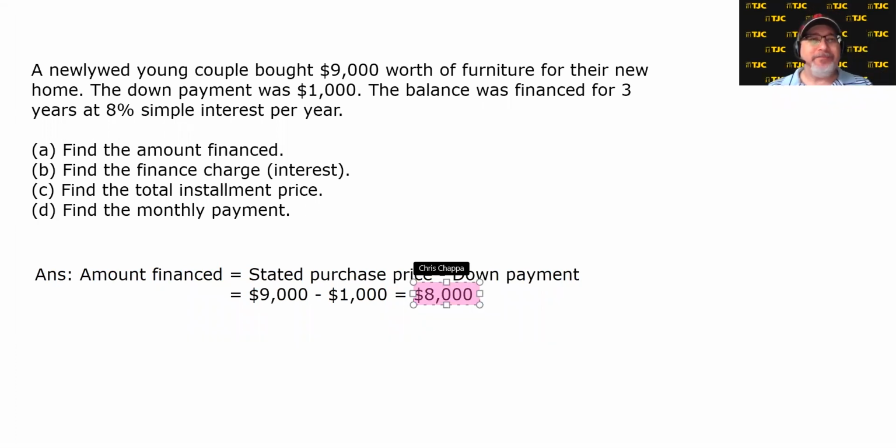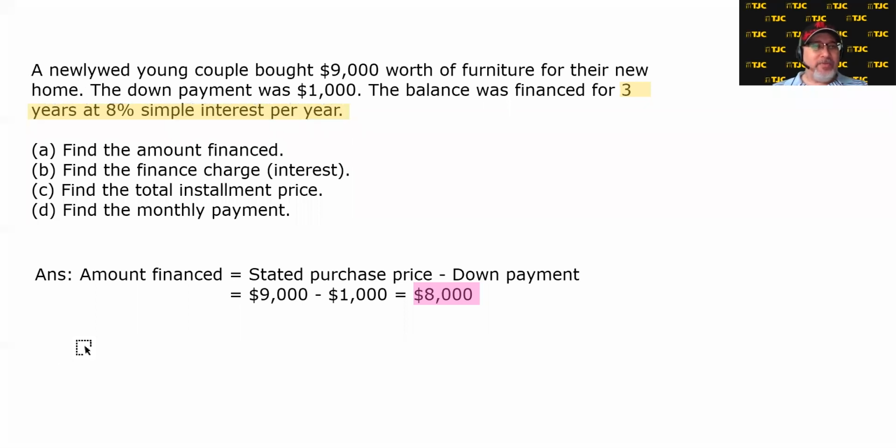So there's part A. But what about part B, find the finance charge? Well, the finance charge is the same as the interest. And what are we told about the finance charge? The balance was financed for 3 years at 8% simple interest per year. So if the finance charge is the interest, really we're just being asked to calculate the interest on what we owe at 8% simple interest per year.